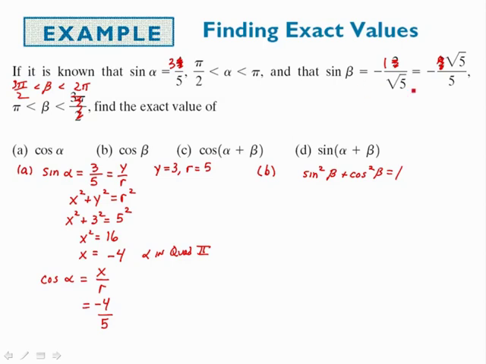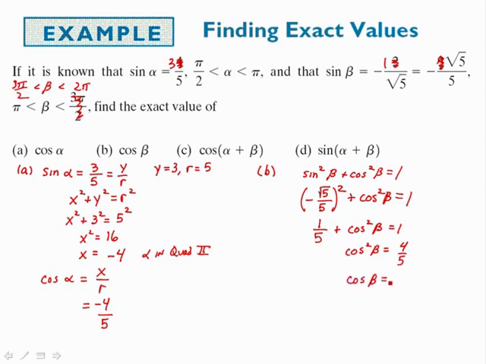Well, we know sine of beta is negative root 5 over 5. Squared plus cosine squared of beta equals 1. This is going to be 5 over 25, or 1/5, yes? Plus cosine squared of beta equals 1. So cosine squared of beta is going to equal 4/5. Subtract 1/5 from both sides.